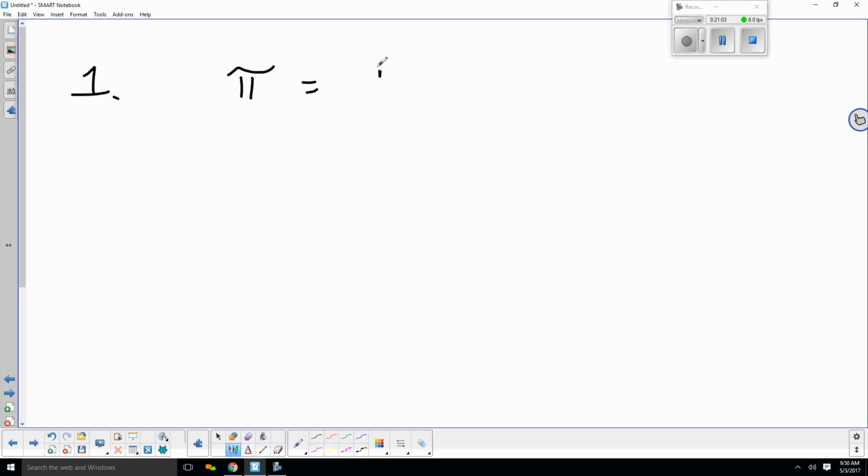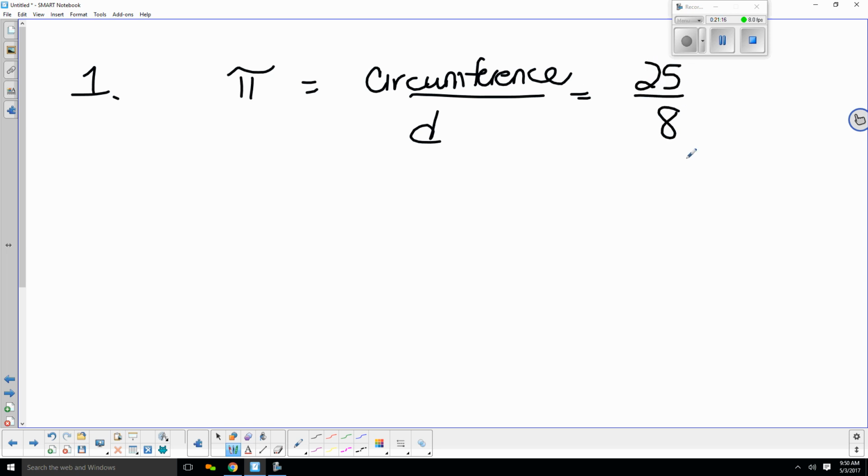Pi was the ratio of the circumference over the diameter. Well, they told me the circumference in my directions up top was 25 and the diameter was 8. So I'm going to pick B because this is 25 divided by 8. Now, the other thing you could do is we know pi's value is 3.14. You could do the mathematical part of A, B, C, and D and see which one comes closest to pi.